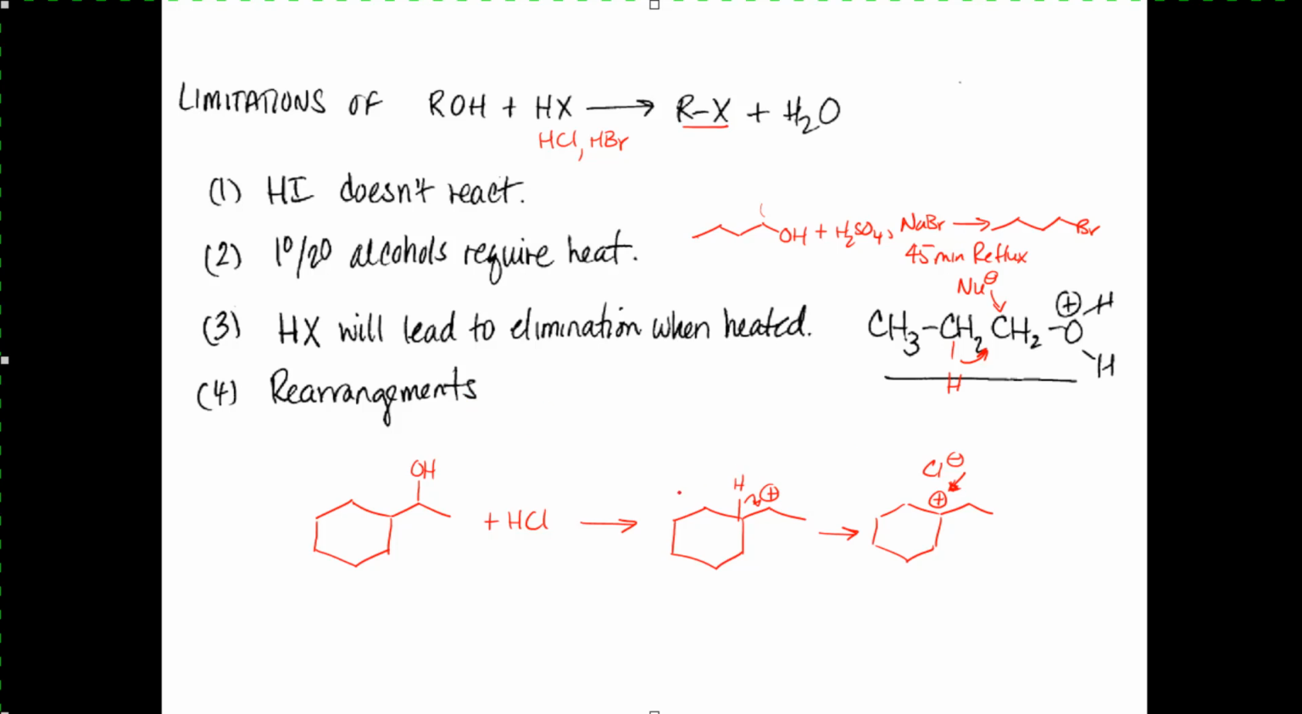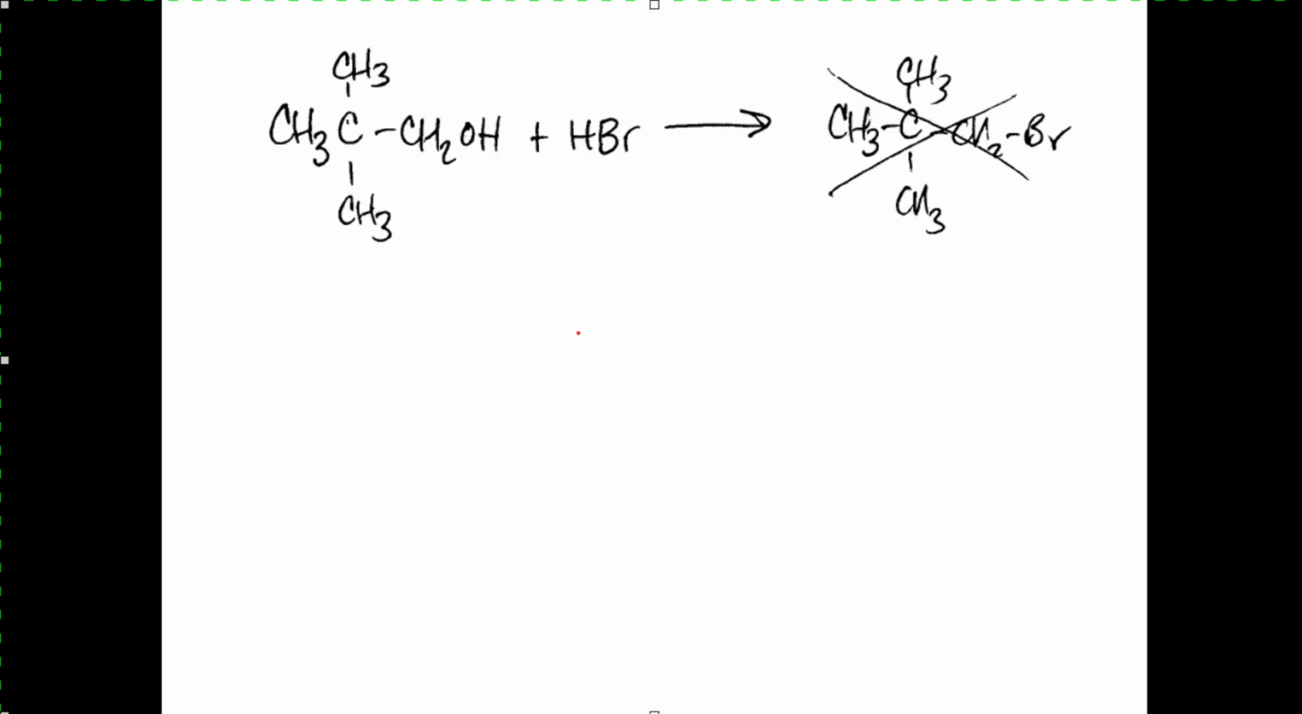to give us the product that we really don't want. So for the most part, if you have a tertiary alcohol and you react it with HCl or HBr, that's perfectly fine. That reaction goes really, really smoothly. It's the secondary and primaries that are a bit of a problem. So here is another example.